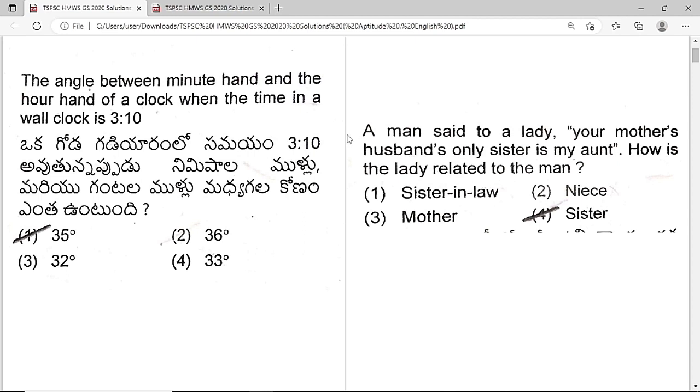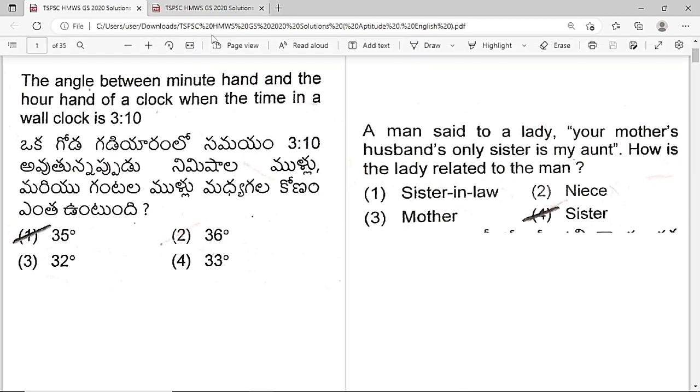So listen carefully. A man said to a lady, "Your mother's husband's only sister is my aunt." So how is the lady related to the man? Basically, there is a man telling a lady that your mother's husband's only sister is my aunt. What is the relationship of this lady with respect to the man? We have to figure out. So there are four options. Option D, sister, is the correct solution of this question.